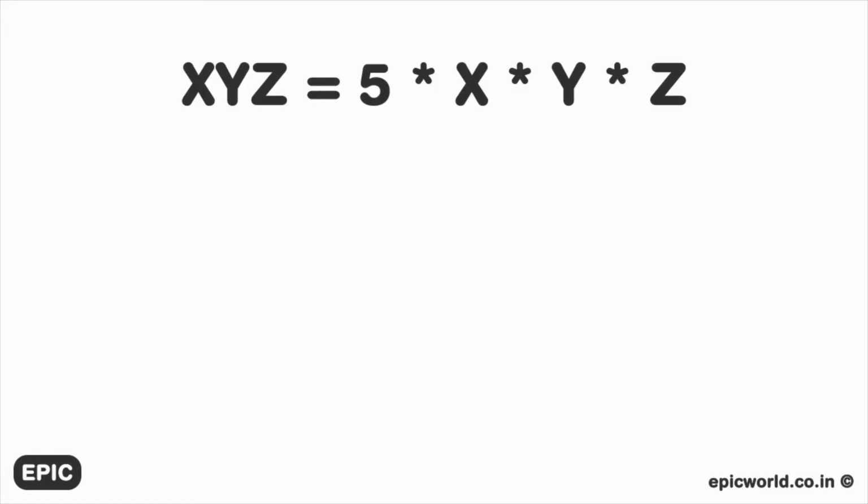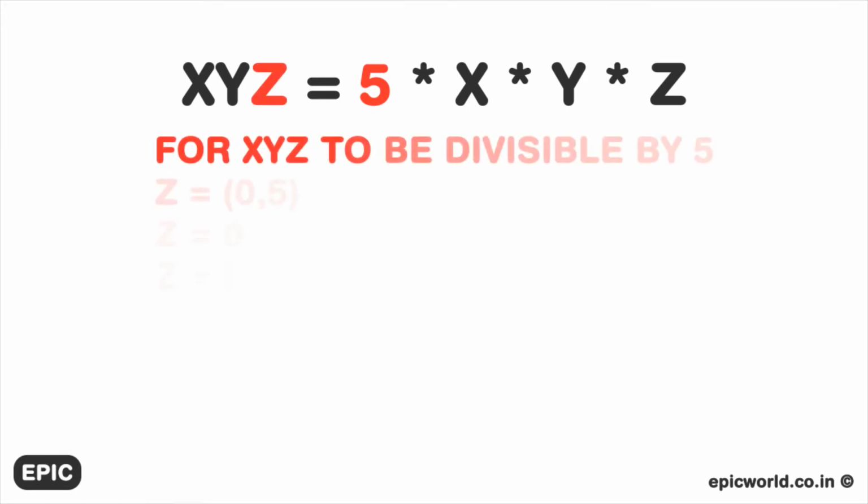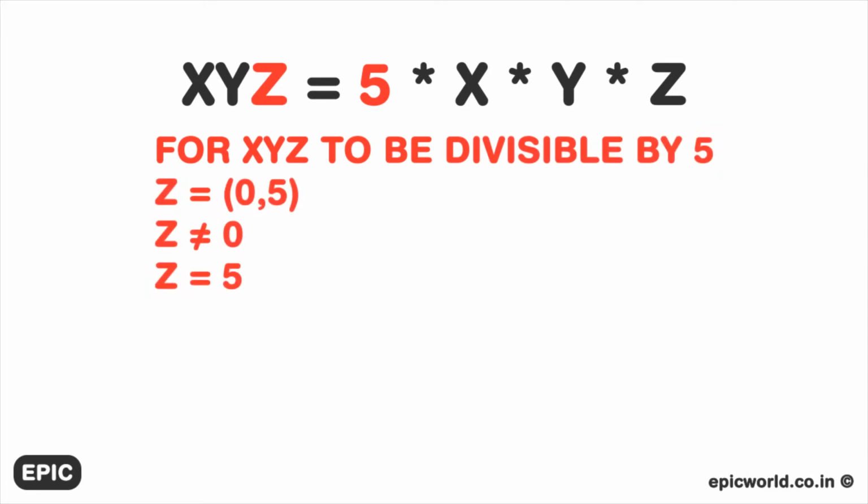Here is the solution. The original number is XYZ and the product is X into Y into Z. Since the original number is divisible by 5, the last digit of that number will be either 0 or 5. A number is divisible by 5 only if the number's last digit is either 0 or 5. Since we cannot have the value of Z as 0, it means the last digit is 5.